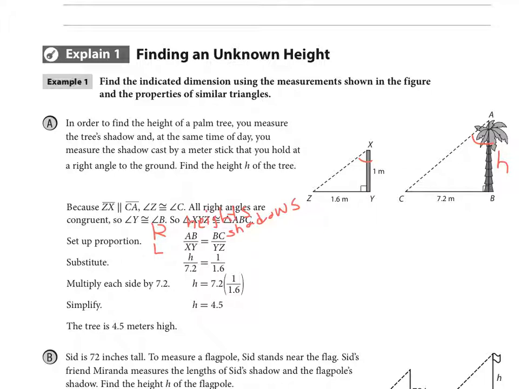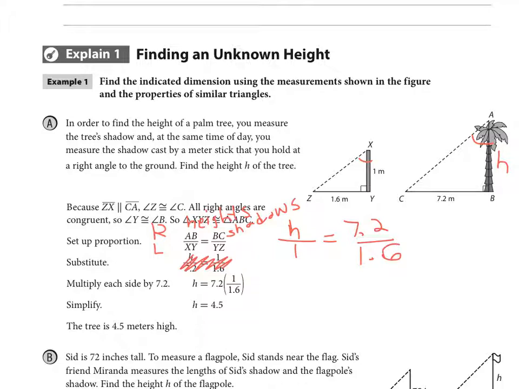At this point, you guys, we need to modify what's in your book. I'm not sure if your proportion is written correctly or not, but what I have in front of me is not consistent with what they just told me to walk through as far as a proportion goes. As you can see, the length should be h over XY's length, which is 1, is going to equal BC's length, which is 7.2, divided by YZ's length, which is your 1.6 meters.